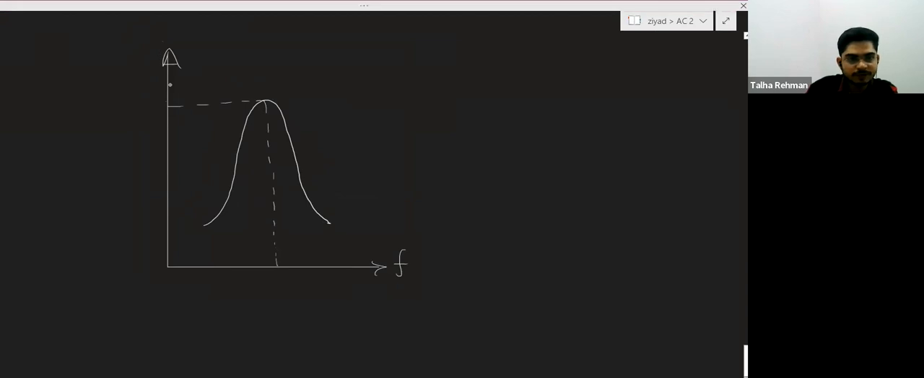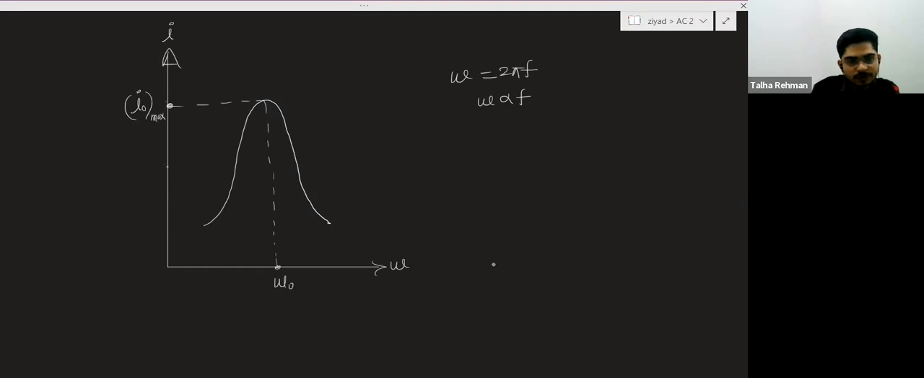This is a graph between the current and omega. The graph will be the same, because we know that omega is given by 2 pi f, so omega is directly proportional to f. Here, if this is omega naught, this is I naught max, the peak value of the current.